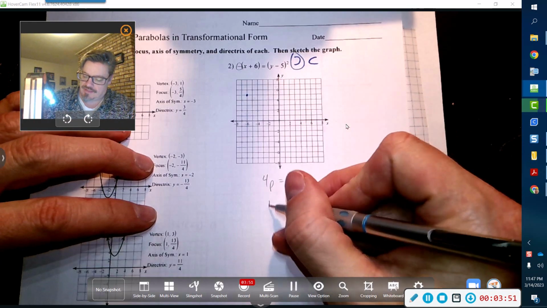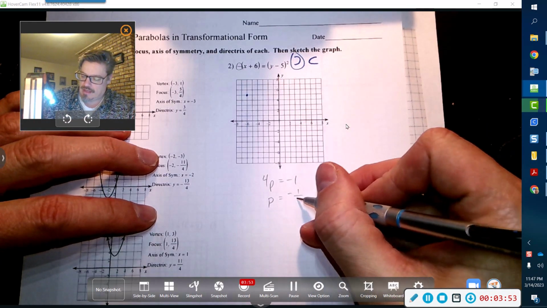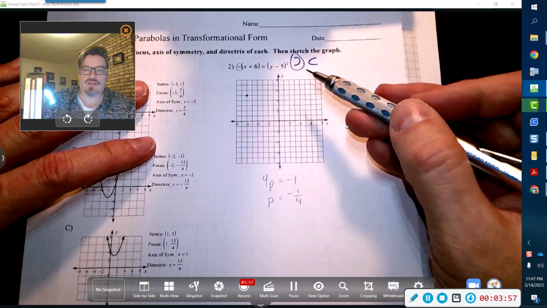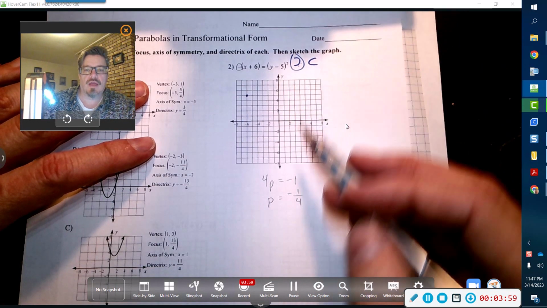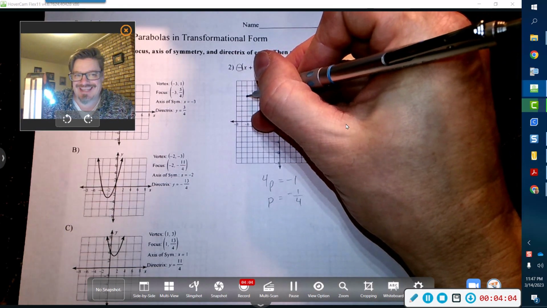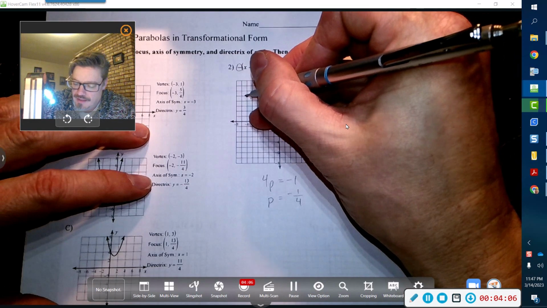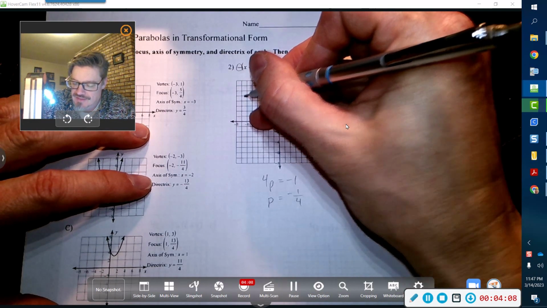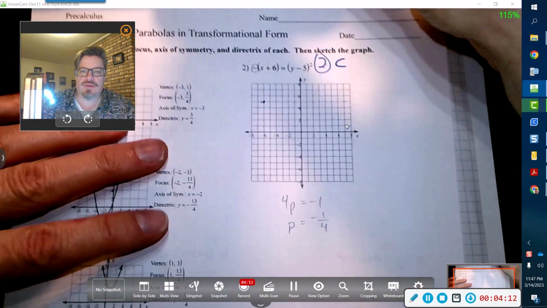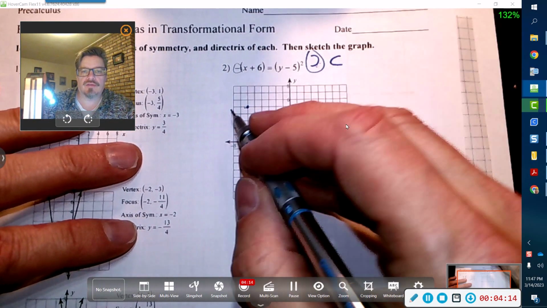So I'm going to solve for p, and I'm going to get -1/4. Now the negative sign is already taken care of. I know I'm going this direction. The negative tells me this. But 1/4 tells me that my focus is now going to be on the inside of my curve only 1/4 of a unit. So he's going to be very, very close. He's going to be right there. Let me zoom in a little bit. All right, so he's going to be right there.